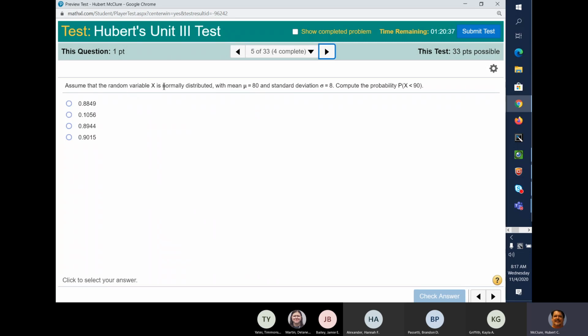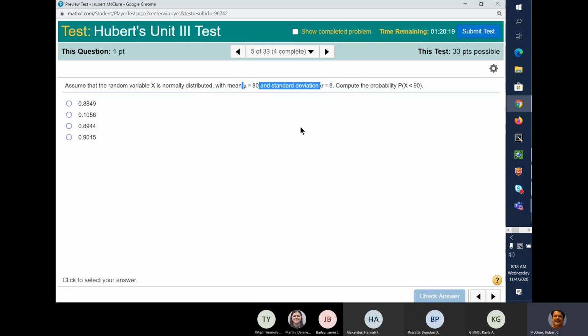Assume that the random variable x is normally distributed with a mean of 80 and a standard deviation of 8. This right here says draw the curve. When it says mean and standard deviation, that means draw the curve. I've been saying that for a while now.